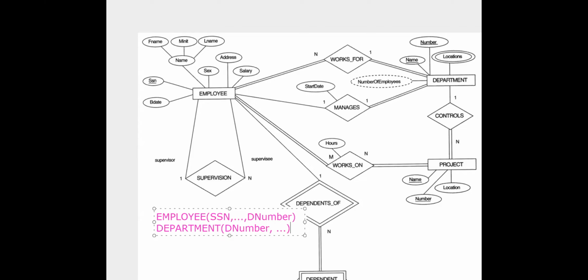Now the question is, where are you going to put it? So for example, you can get the department number into the employee side, or the social security number into the department side. Which one is the best one? Let me say this is the first one. This is the second one. Which one is the best mapping? So is it to include the department number on the employee side or include the social security number in the department?